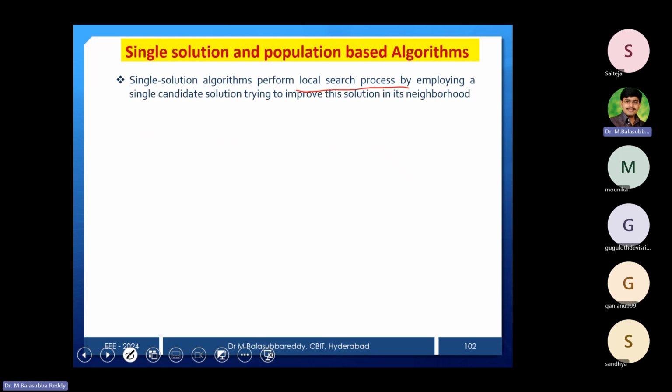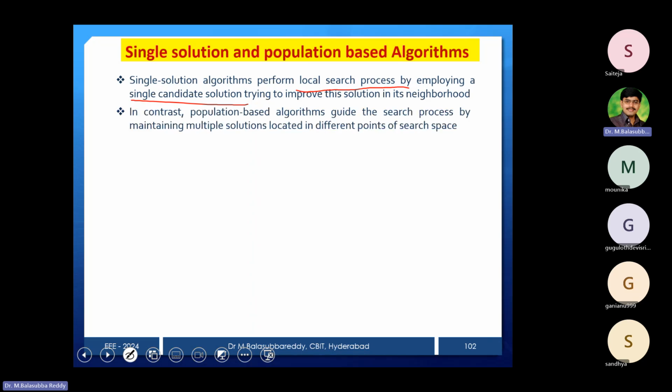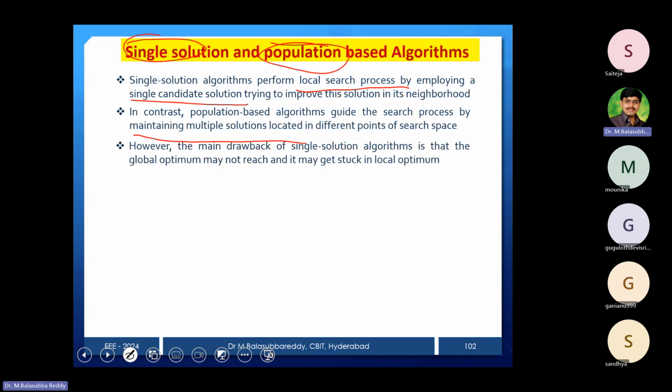Now, single solution based and population based algorithms: a single solution performs a local search process by employing a single candidate solution, trying to improve the solution in its neighborhood. That is the kind of single solution algorithm. Whereas in population based algorithms, the process maintains multiple solutions located at different points of the search space. That's the difference between single solution and population based algorithms.